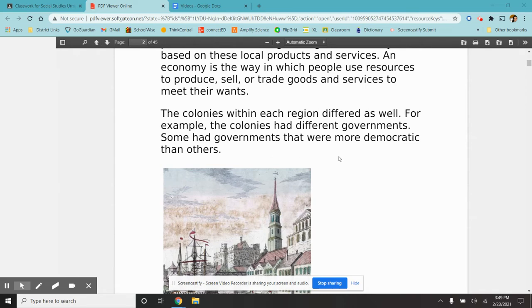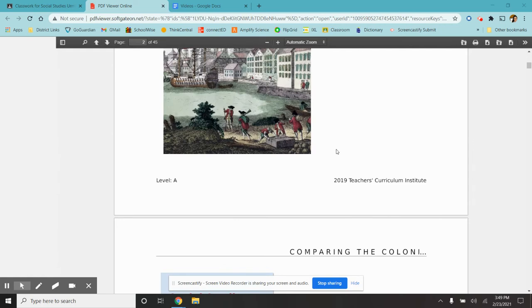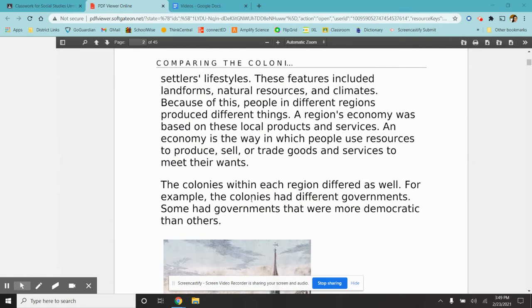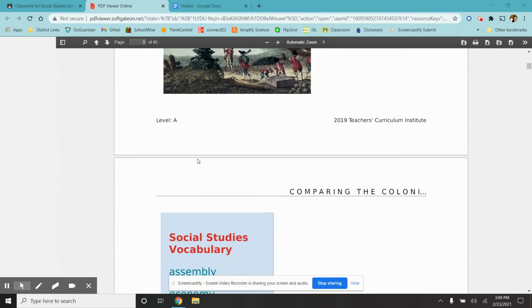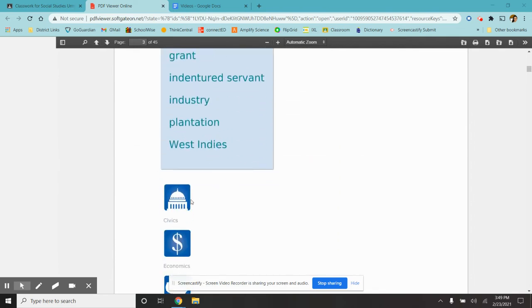The colonies within each region differed as well. For example, the colonies had different governments. Some had governments that were more democratic than others. And all of these things, these reasons, these economies and governments, lead to the reasons hundreds of years later that lead to the revolution. All right, so let's start with vocabulary.